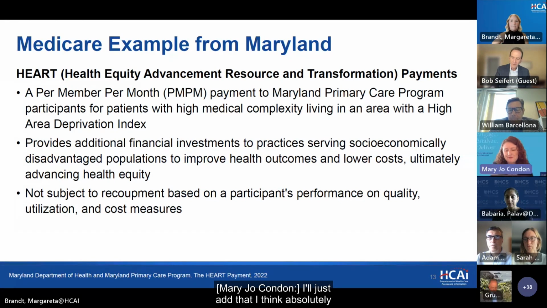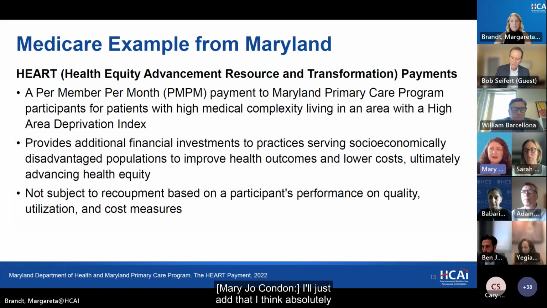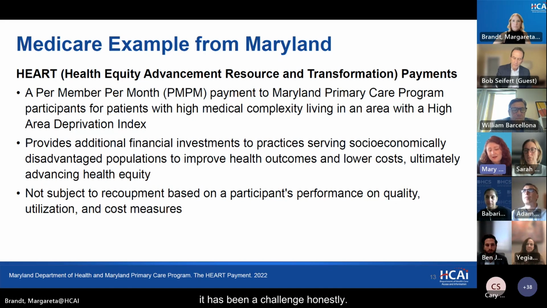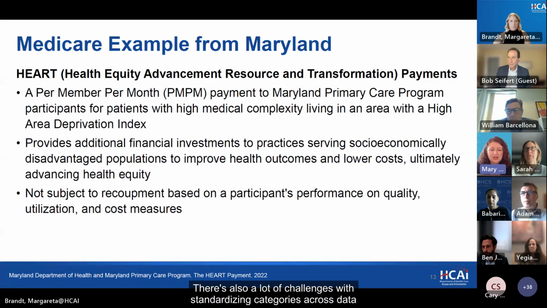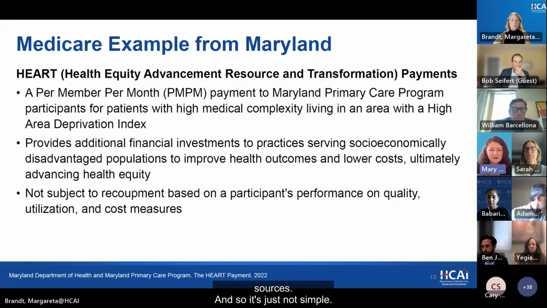I'll just add that absolutely, getting good data here has been a challenge. I think it's going to continue to be a challenge. Often in the states where we work, the same individual can have different data on race, ethnicity, et cetera, for the same time period in different data sources. There's also a lot of challenges with standardizing categories across data sources. And so it's just not simple. That being said, I think it's worthwhile. We need to do it. It's just going to take some time.